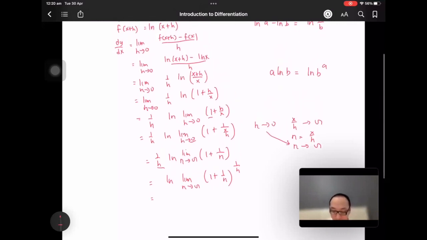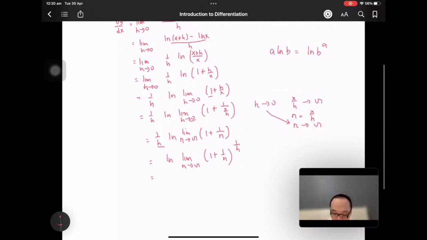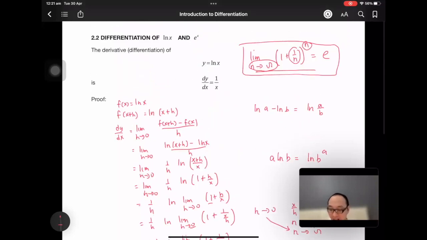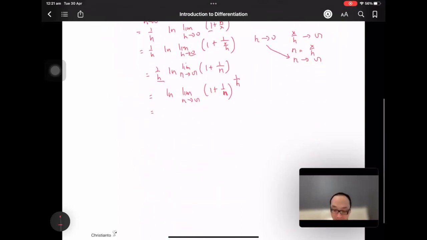This is not the same. This is h here, this is n. To make it the same, we have to change it into n. So we change it. So n is x over h. If I multiply this by x over x, I will have ln of the limit as n approaches infinity of (1 plus 1 over n) to the power of x over h times 1 over x.